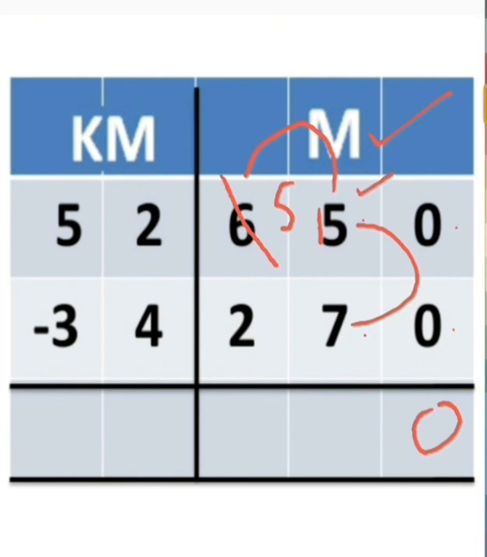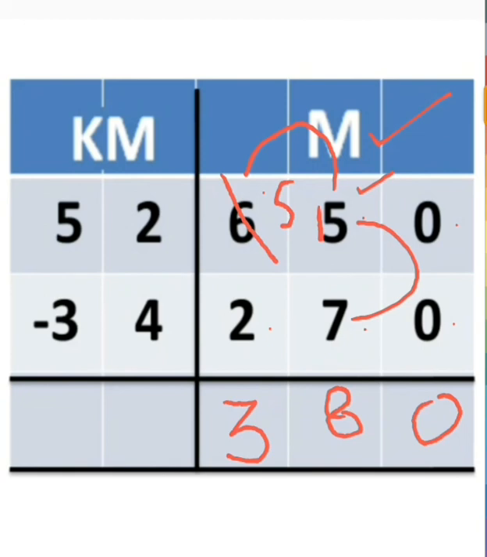Now children, we can easily subtract 7 from 15. So 15 minus 7 is 8. So we will write 8 in the meters column children. Now in the next column children, we have 5 and 2. So 5 minus 2 is 3. So we will write 3 in the meters column children. Now children, we will see the kilometers column.